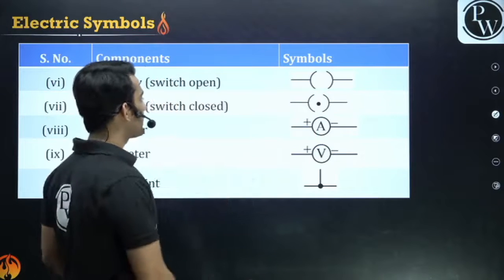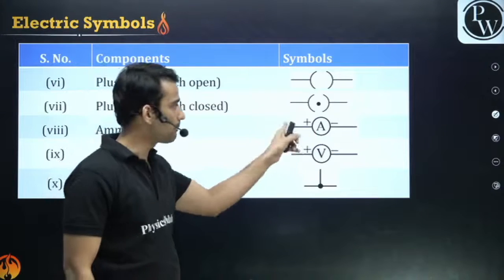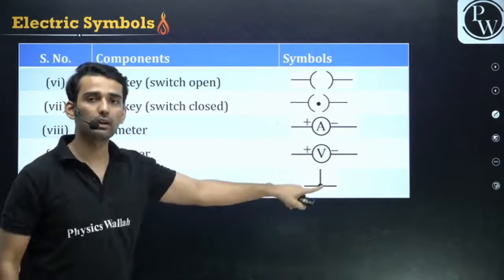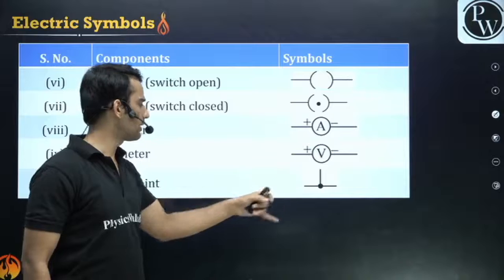Ammeter is used to measure current, with plus and minus terminals. Voltmeter, this is the voltmeter V. It is used to measure voltage. You will get these in the coming slides.